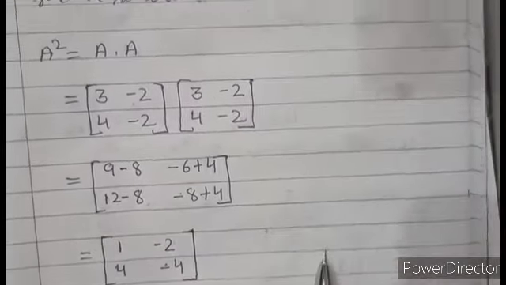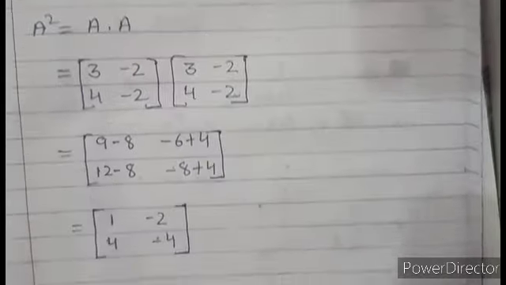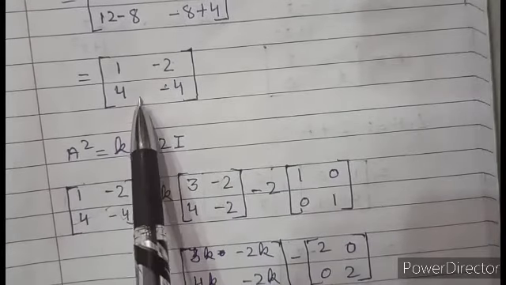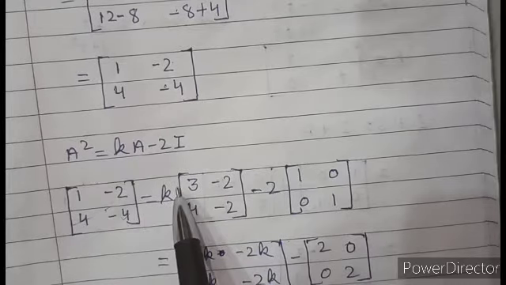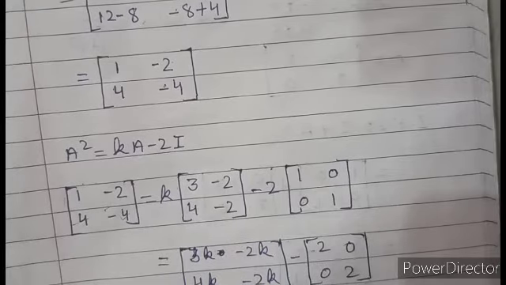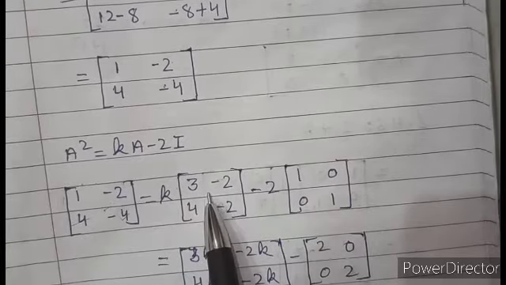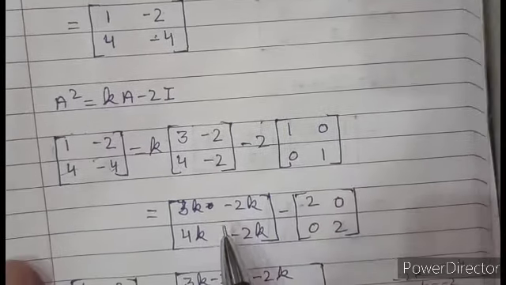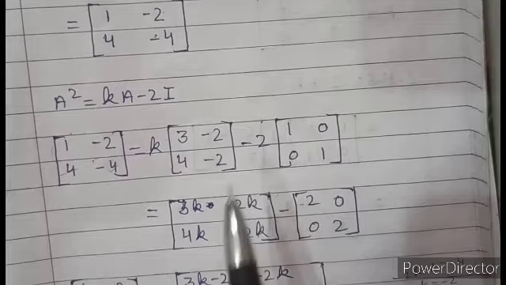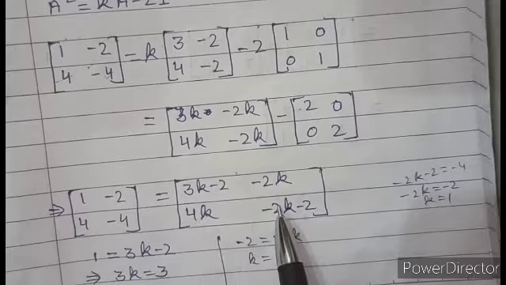Now here after that a relation is given to us that A square equal to KA minus 2I. We have already obtained the value of A square, now equal to K into matrix A, that was given to us, minus 2 into identity matrix of 2 by 2 order. Now again, if a scalar is multiplied to a matrix, then it will be multiplied to all its elements, and here also 2 will be multiplied to all the elements of the identity matrix. Now on solving the right hand side, we are getting it as 3k minus 2, minus 2k, 4k minus 2k minus 2.